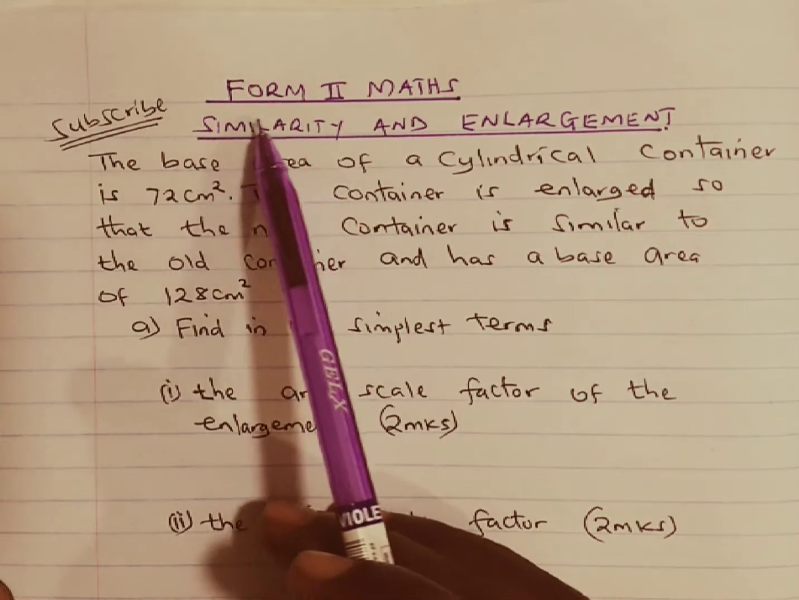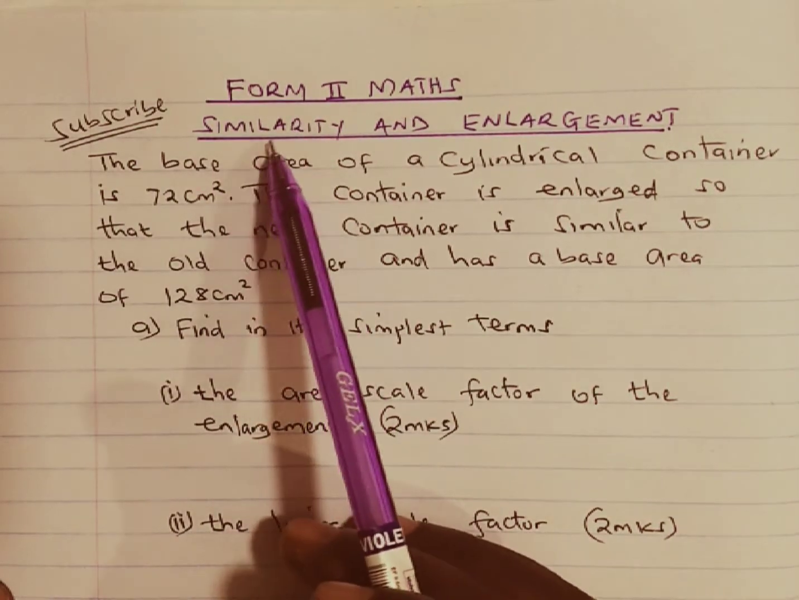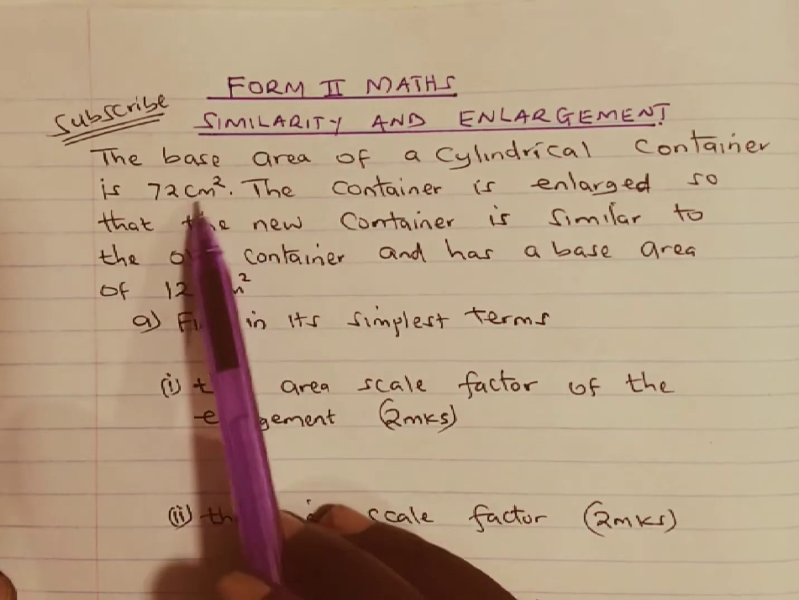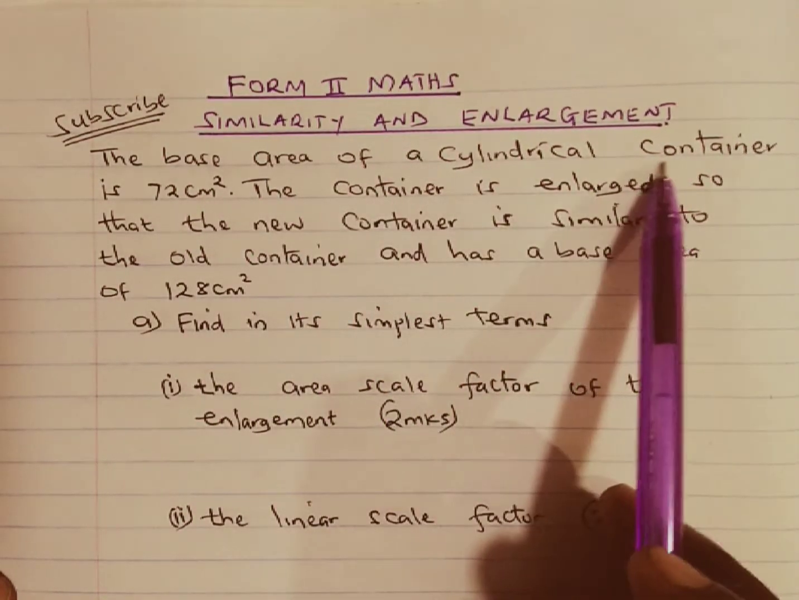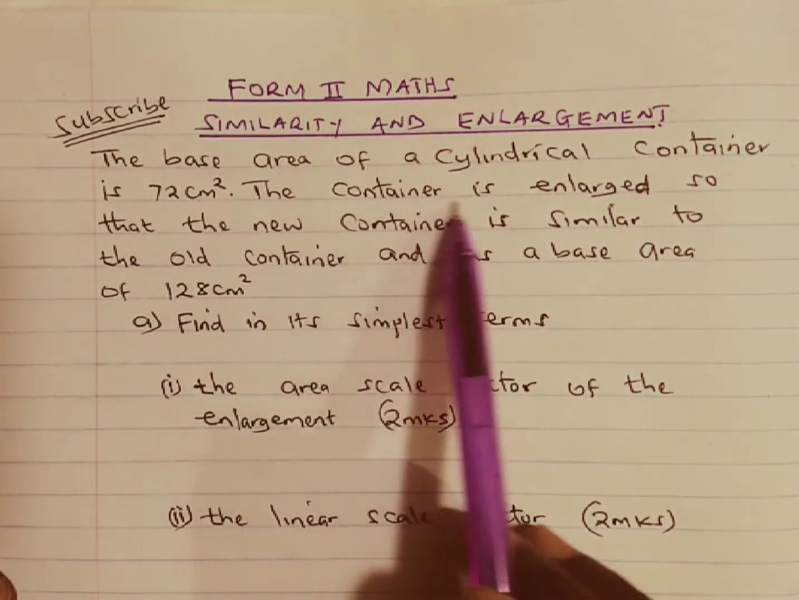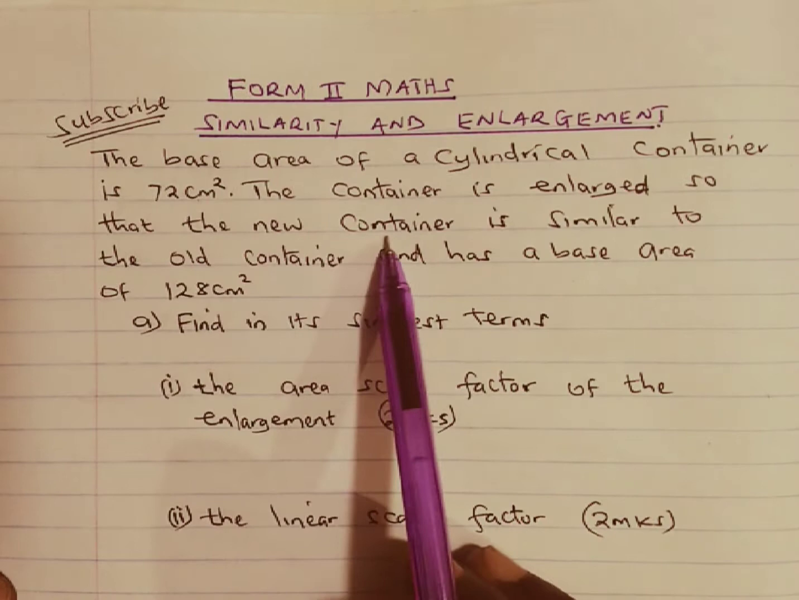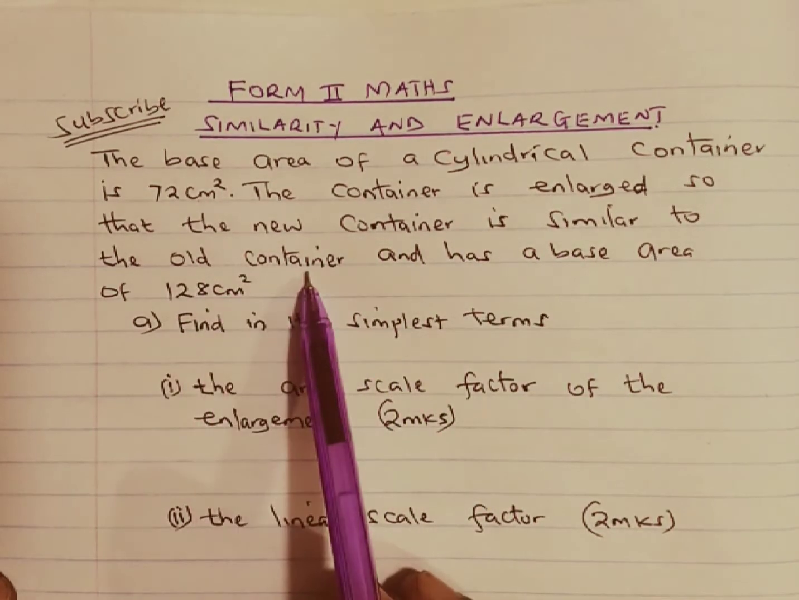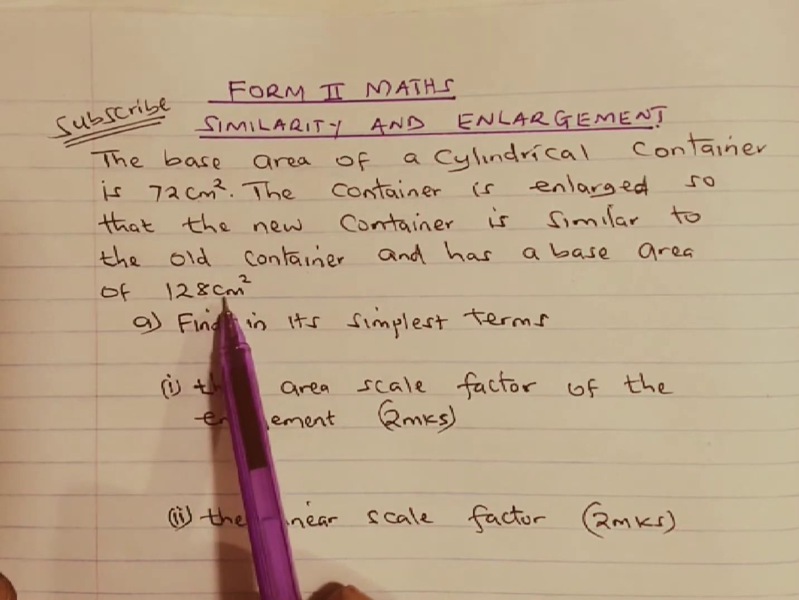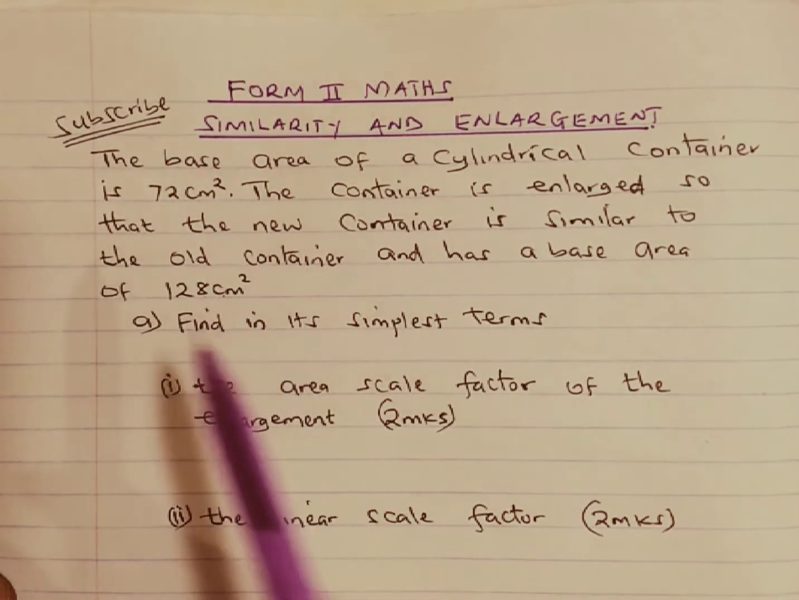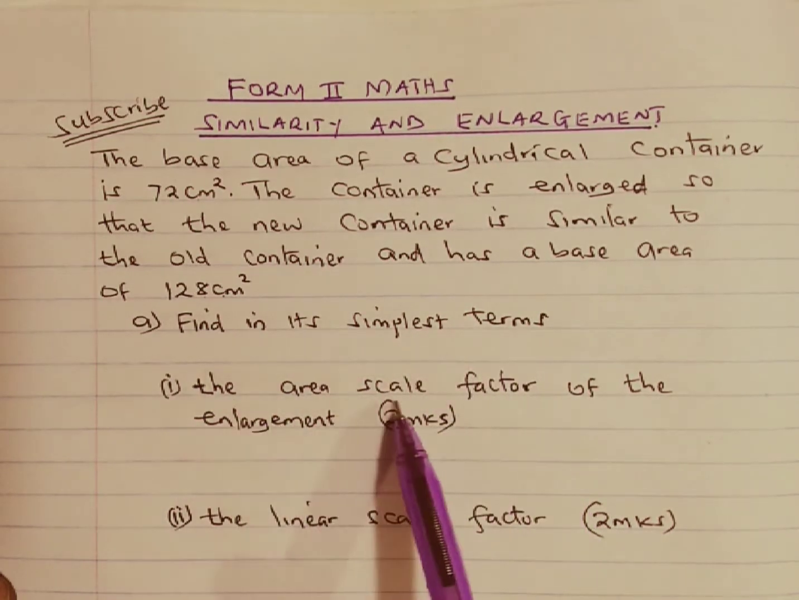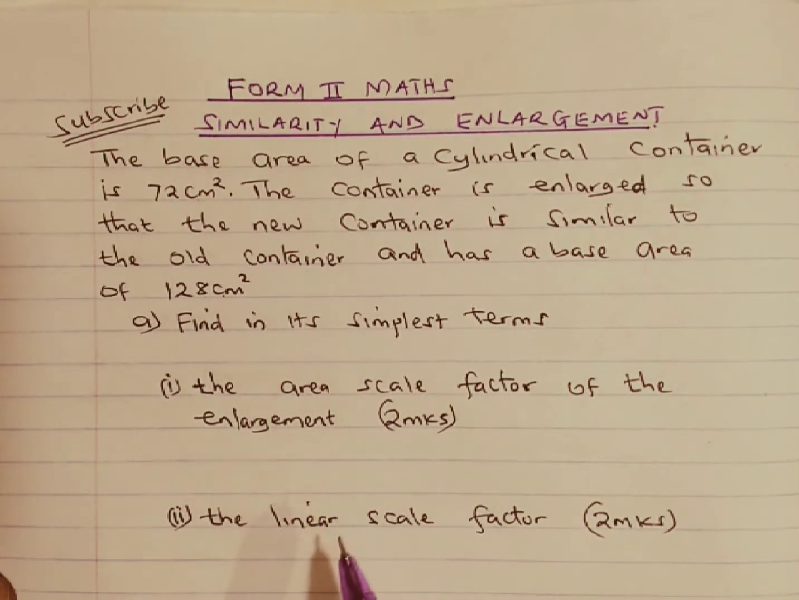We are going to look at a Form 2 question under Similarity and Enlargement. And the question reads, the base area of a cylindrical container is 72 centimeters square. The container is enlarged so that the new container is similar to the old container and has a base area of 128 centimeters square. A. Find in its simplest terms the area scale factor of the enlargement.